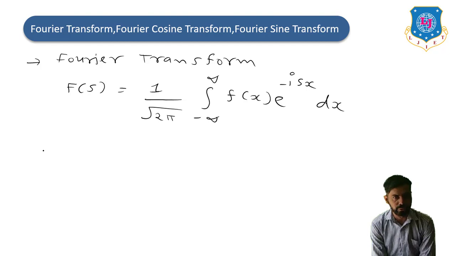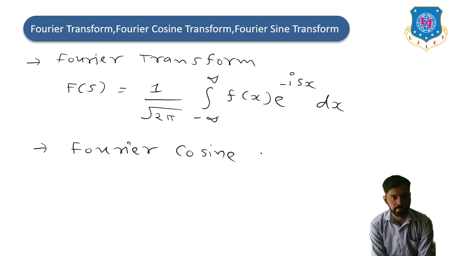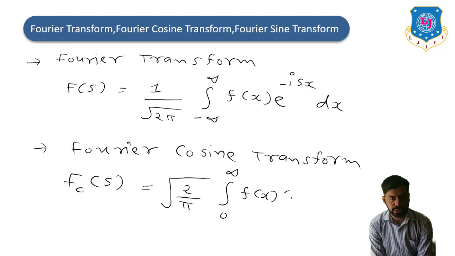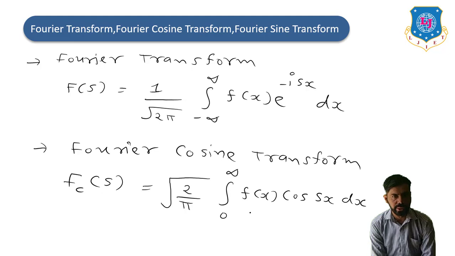Okay, now what is Fourier cosine transform? Fourier cosine transform of function f of x is given by square root of 2 divided by pi, integration 0 to infinite f of x into cos sx dx. Okay. So using this formula we can find out Fourier cosine transform of function f of x.